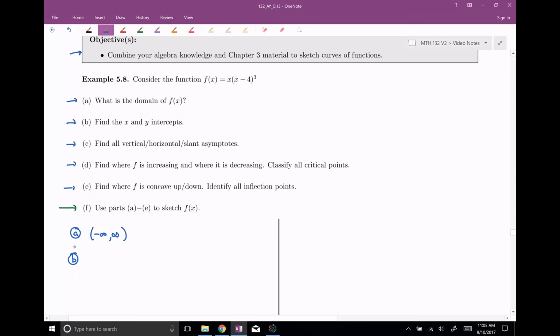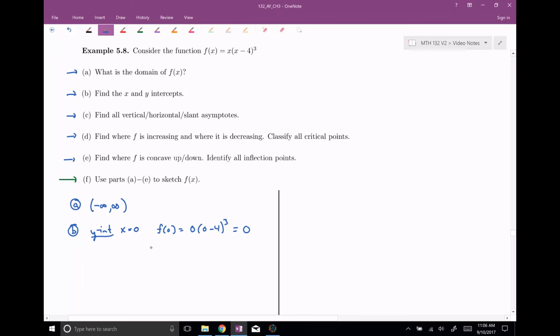For B, find the x and the y-intercepts. If I want to figure out the y-intercept, remember the y-intercept is when x is equal to 0. Another equation for the y-axis is x equals 0. So if you plug x equals 0 into your function, you get f of 0 is equal to 0 times (0 minus 4) cubed, and 0 times anything is 0. So the y-intercept is the point (0, 0).